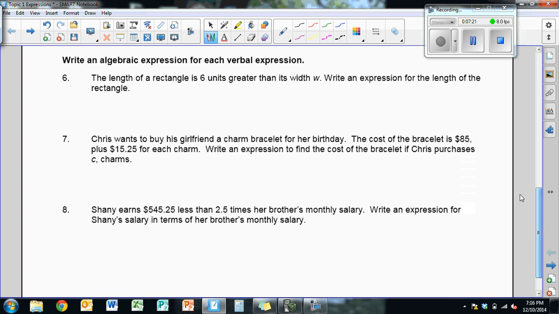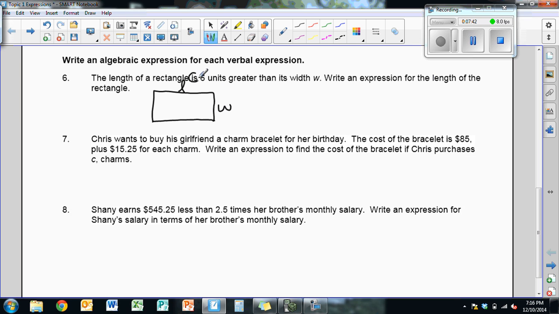Number 6 says, write an algebraic expression for each verbal expression. The length of a rectangle is 6 units greater than its width. Write an expression for the length. So let's draw a picture. We have a rectangle, and we have its length, and we have its width.